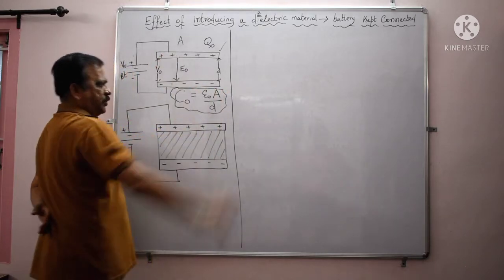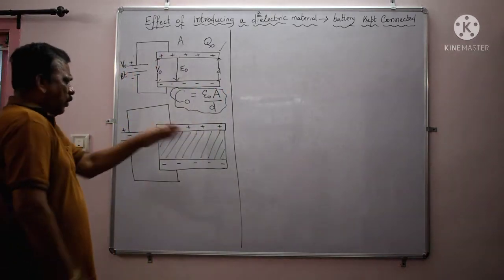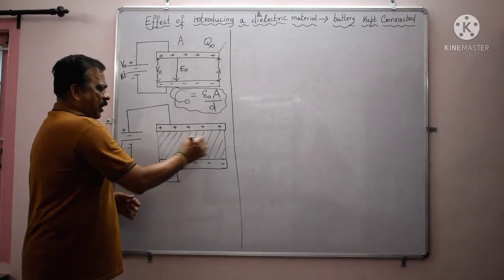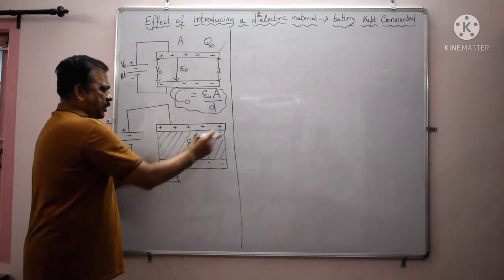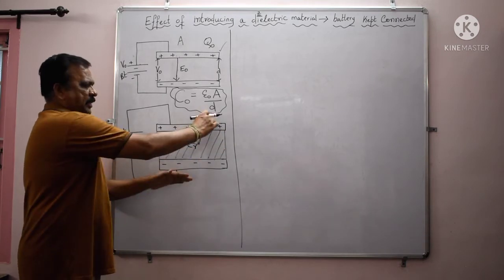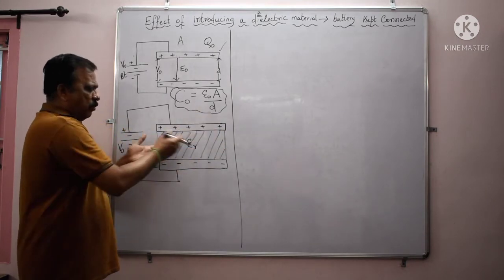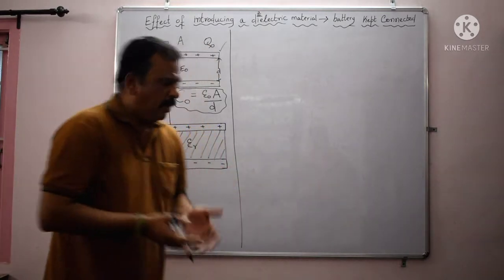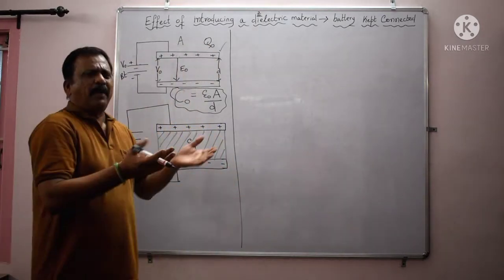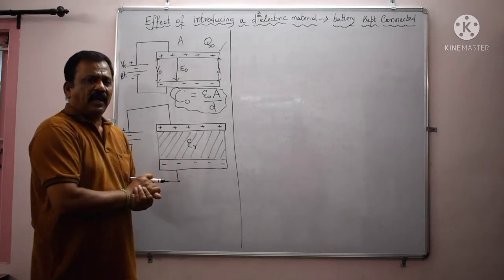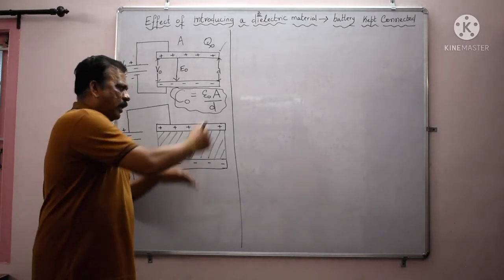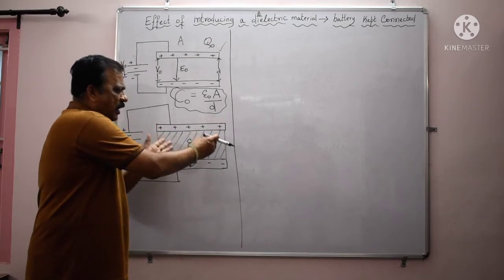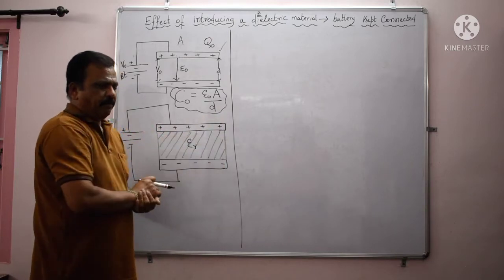Okay, right. Now what I am doing is introducing a dielectric material. You can see the shaded part. The entire space between the two plates is now filled with a dielectric material, an insulating material, say for example a mica sheet or even a paper. A paper is an excellent dielectric material, you know that. So the entire space between the two plates can be filled with a dielectric material.